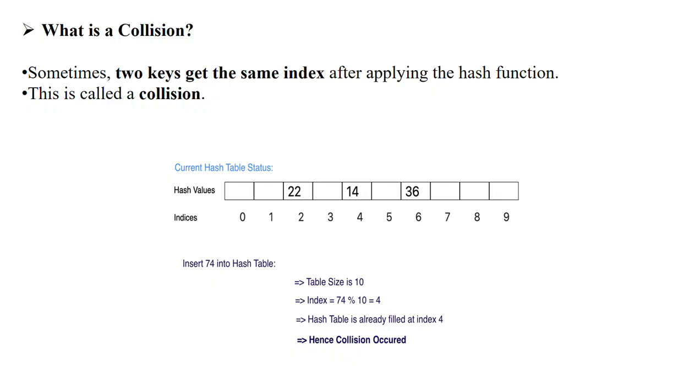So what is collision? Sometimes two different keys produce the same index after applying the hash function. This situation is called a collision. Collisions are common in the hash table and we need special methods to handle them.